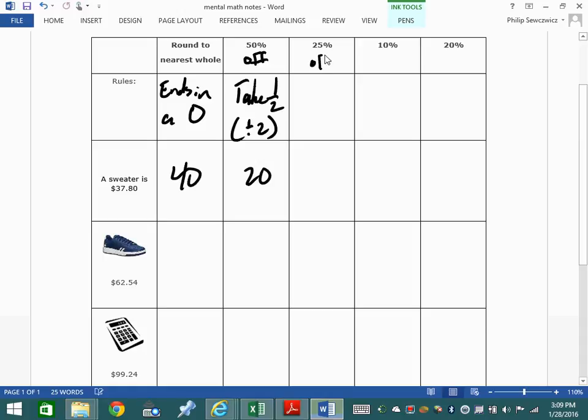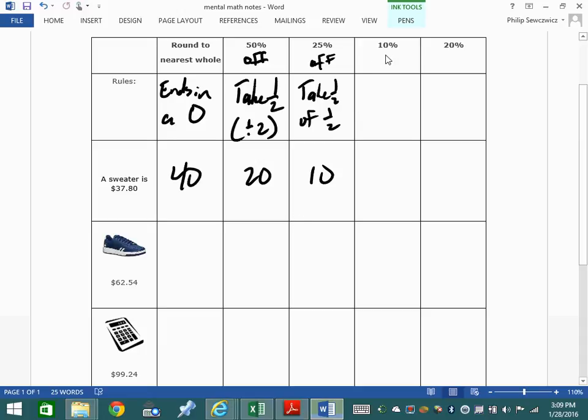If something's 25% off, you can take half of the half, because this is 50%, and half of 50 is 25. So if you take 40, take half of 40, it's 20. Take half of 20, it's 10. You'd get $10 off that you're looking at.